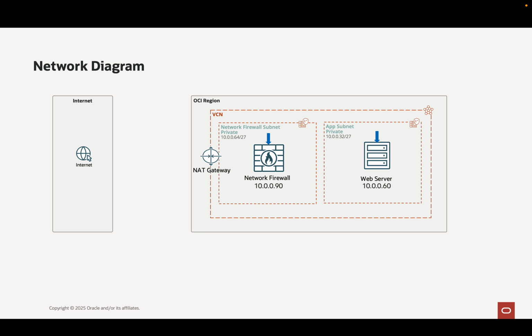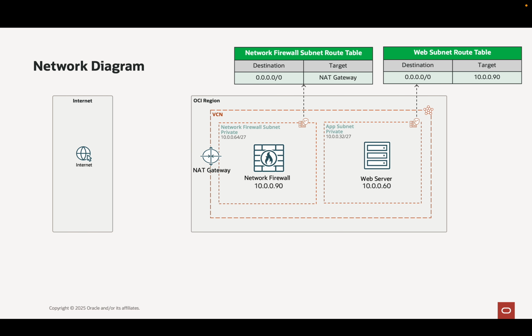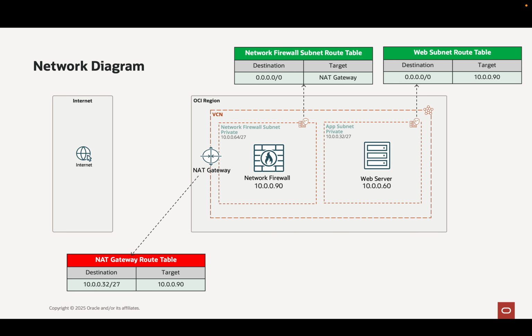In the subnet route table of the application private subnet, we add an intra-VCN route rule to send the traffic to the private IP of the OCI network firewall. The firewall subnet's route table has a route rule to send all the traffic to the NAT gateway. To ensure that the OCI network firewall can inspect the traffic, the NAT gateway is associated with an ingress route table with a forwarding rule that sends the traffic to the private IP address of the OCI network firewall.